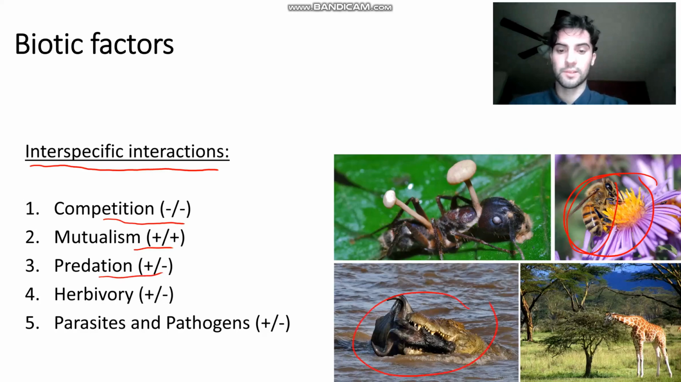Predation, that's simple. I think we all can relate to predation. Herbivory, so yeah, one is gaining, right? The giraffe is eating and the plant is losing leaves, so it's losing the capacity to obtain more energy from sunlight, so that's bad for the plant. And parasites and pathogens, obviously the parasite profits and the host is damaged.